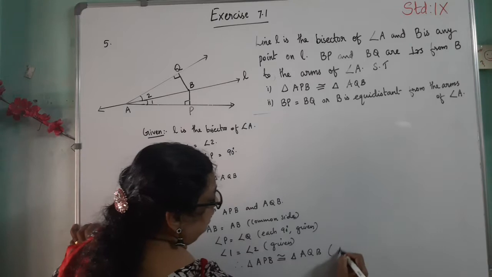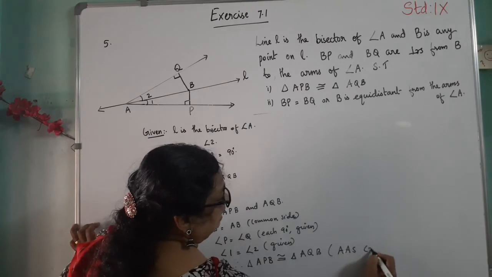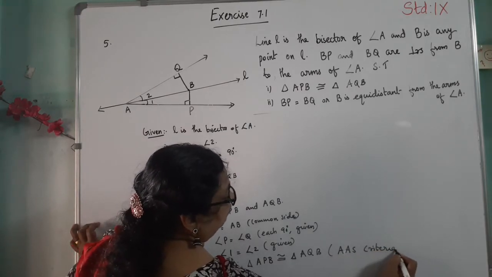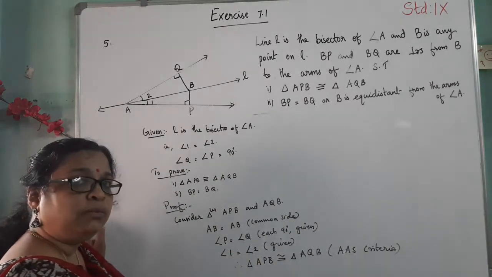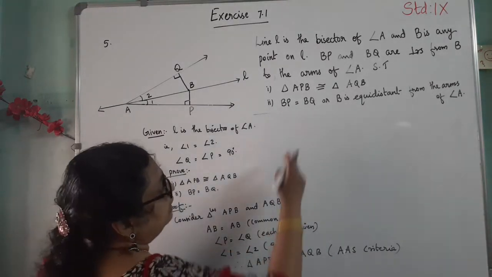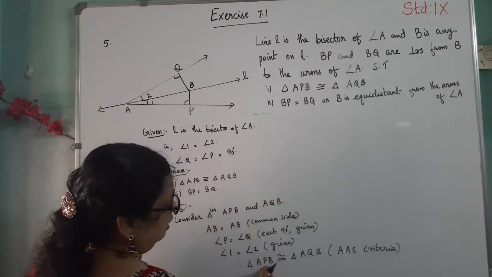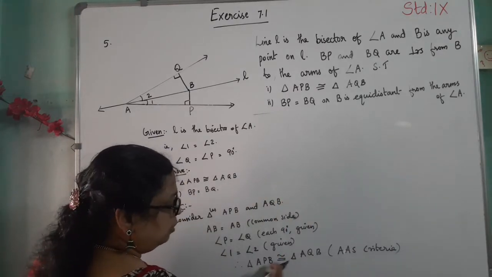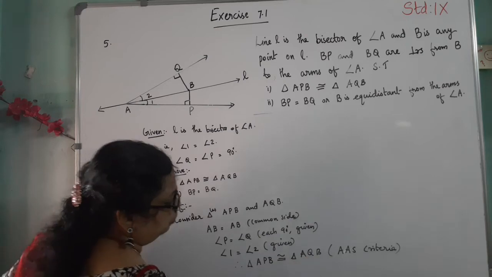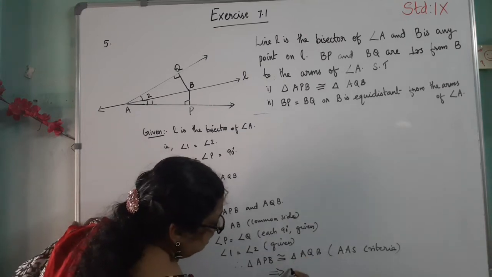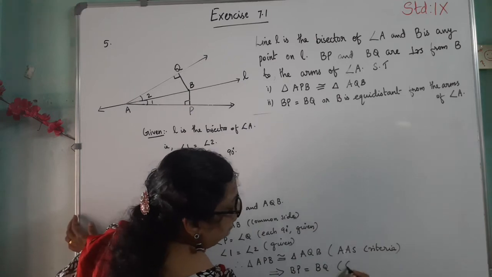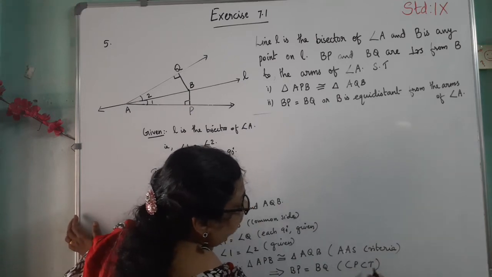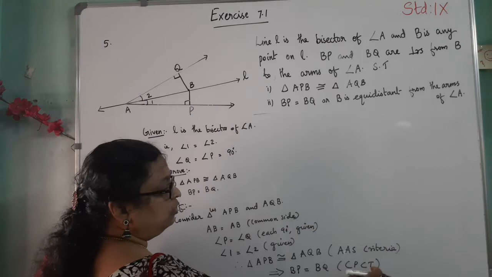That is AAS criteria. These two triangles are congruent, then the corresponding parts are equal. That is BP is equal to BQ, which implies BP equal to BQ. In bracket we can write CPCT, corresponding parts of congruent triangles.